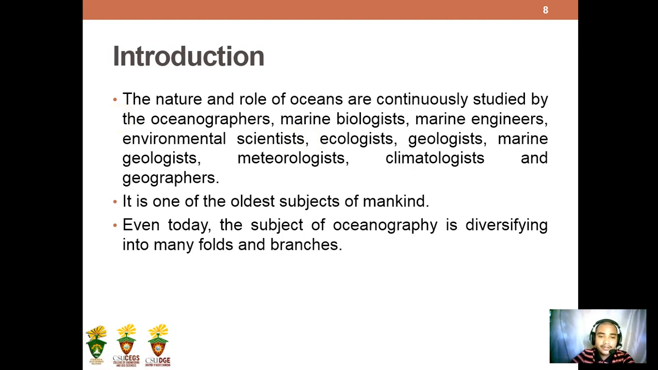oceanography is one of the oldest subjects of mankind, and even today the subject of oceanography is diversified into many folds and branches, since oceanography has a big scope. So it is subdivided into branches, with its main study subdivided so that it can be more focused on a particular study or aspect of oceanography.